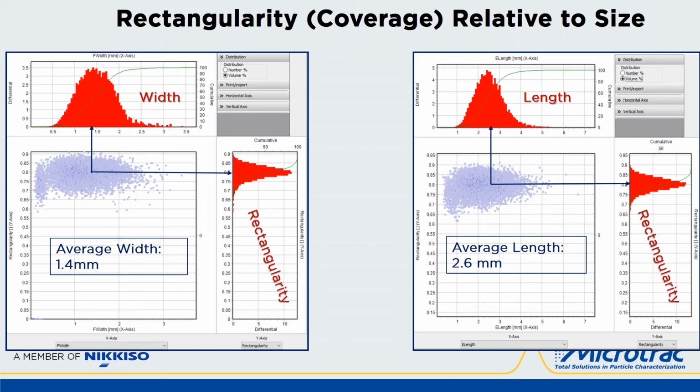But on the XY graph, which was on the previous slide, the shape factors were reported for each individual size fraction. Here, an average rectangularity of 0.8 corresponds to an average width of 1.4 millimeters and a length of 2.6 millimeters.